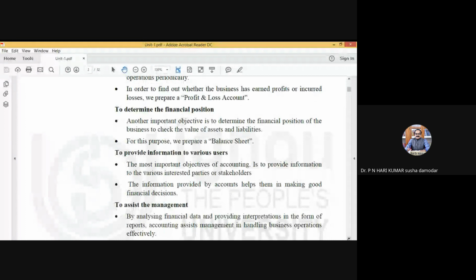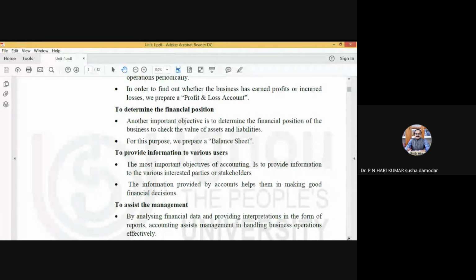And next one, to provide information to various users. Accounting is a business language, as I have already mentioned. So whenever we use that language for conveying something, such information shall be useful for the stakeholders. So the most important objective of accounting is to provide information to various interested parties or stakeholders.